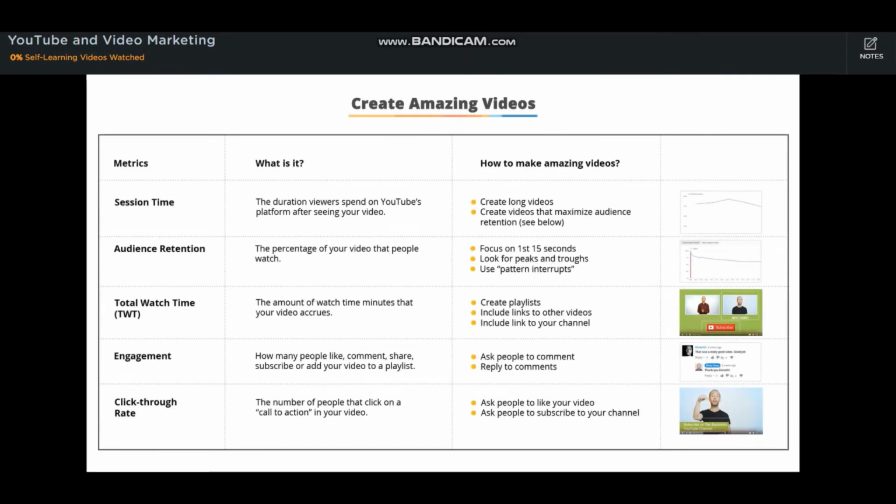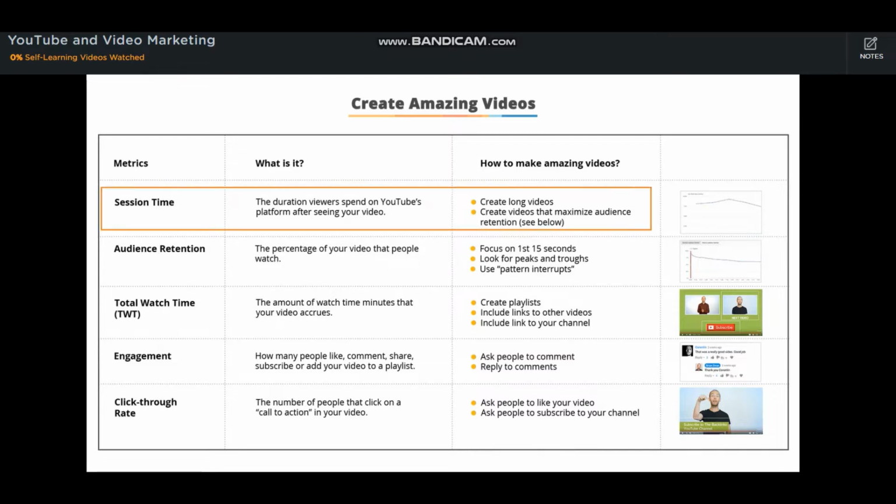Creating amazing videos. To get your video high up in the search results of YouTube, you also need to have an amazing video. YouTube will check various aspects of your video, and the higher you score, the higher you will rank. YouTube looks at session time, audience retention, total watch time, engagement level, and click-through rate on your videos. Here you get some useful tips on how to make video amazing.